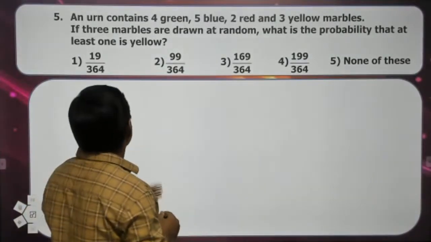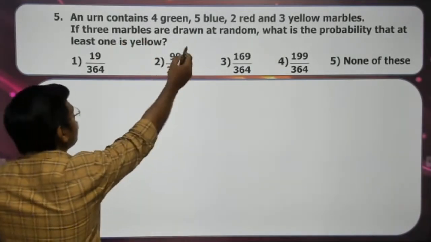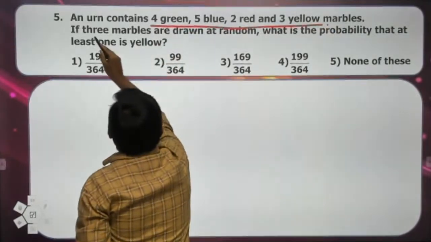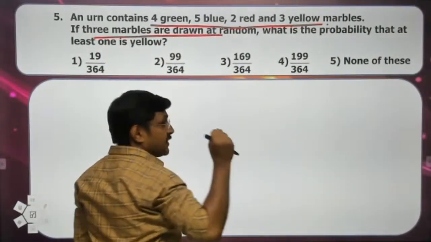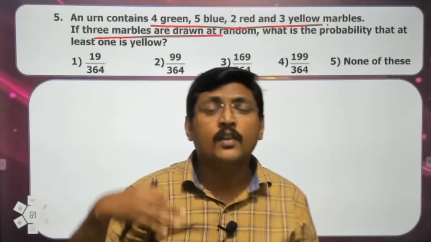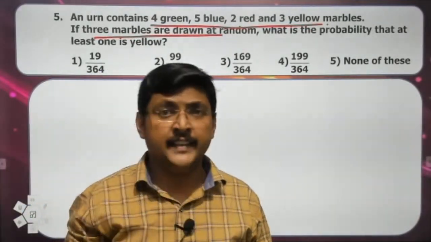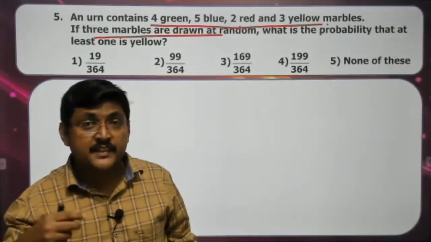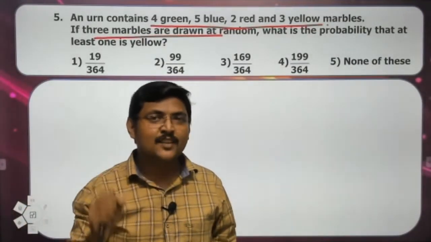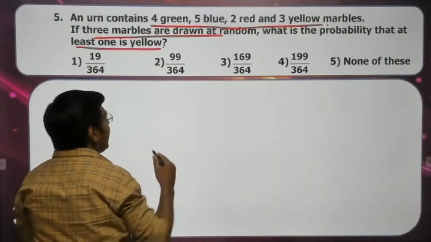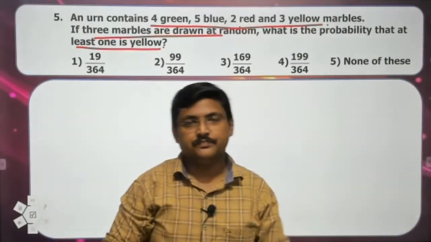Listen carefully. An urn contains 4 green, 5 blue, 2 red and 3 yellow. If 3 marbles are drawn at random, that means we are taking 3 marbles. If we are taking more than one at a time, then for sure we need to apply combination to find the answer, otherwise we will never get the answer. Remember that. If you are taking more than one at a time, you should write combination. What is the probability that at least one is yellow? So they are dealing with the ball colored yellow.